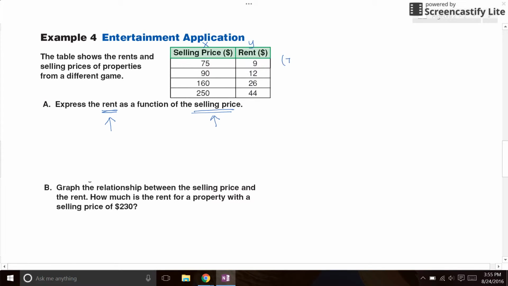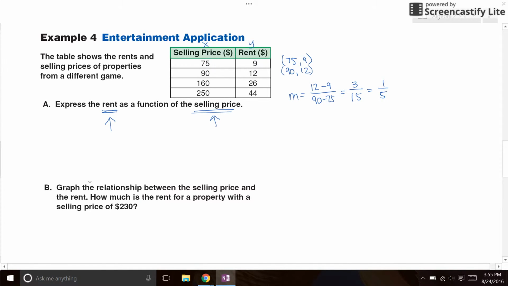So this now becomes the point 75, 9, right? And I could plot that. And this becomes the point 90, 12, and I could plot that. And in fact, I'll use those 2 points to make my equation. So here we go. I'm going to do slope is subtract the y's. So 12 minus 9 over 90 minus 75. So what is that? 3 over 15, yeah. And so that's 1/5.